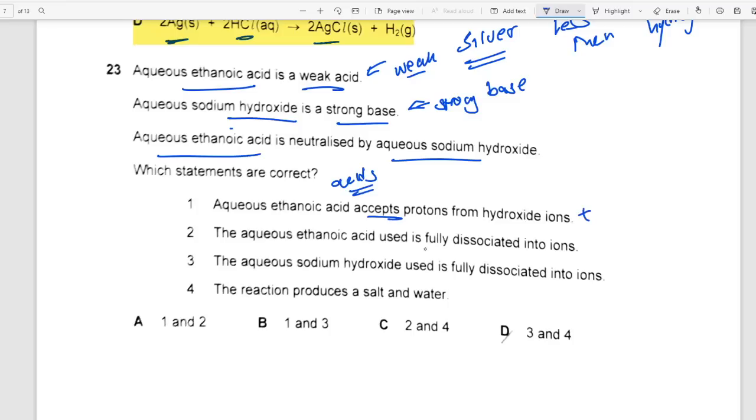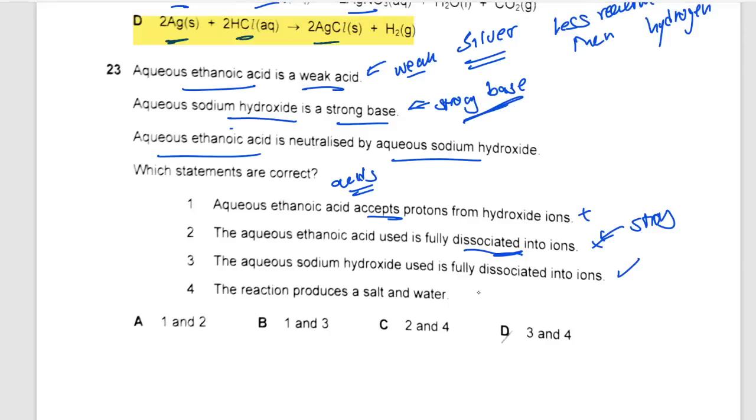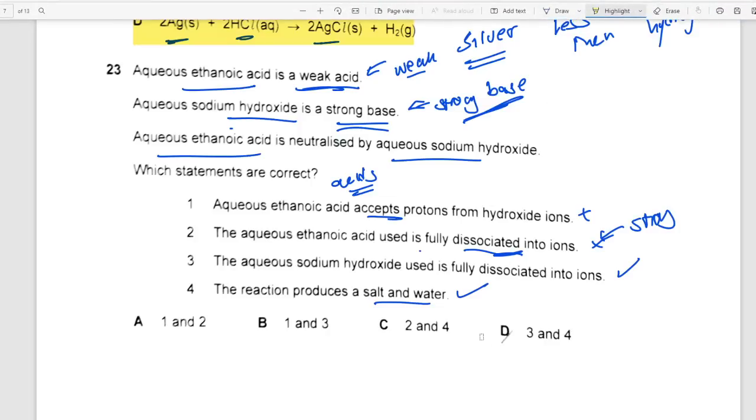The aqueous ethanoic acid is fully dissociated into ions. Now this only works when they are strong, but you can even tell here it's saying it's a weak acid, so this is wrong. Aqueous sodium hydroxide is fully dissociated into ions. This is correct because it is a strong base, hence it can dissociate into ions. The reaction produces salt and water. That is also correct because it is weak acid, strong base, neutralization, hence salt and water. The answer should be 3 and 4.